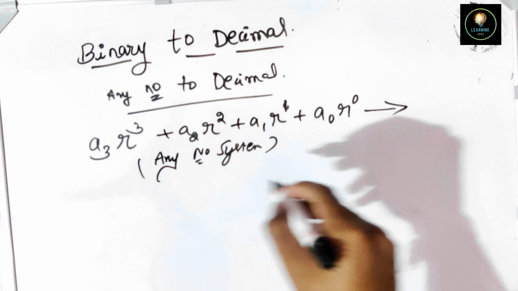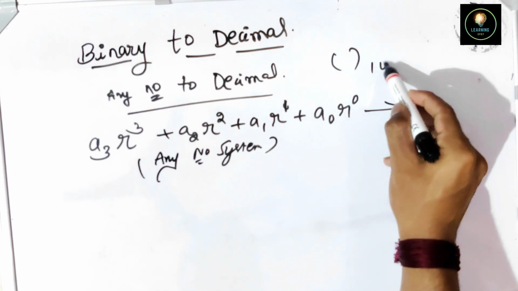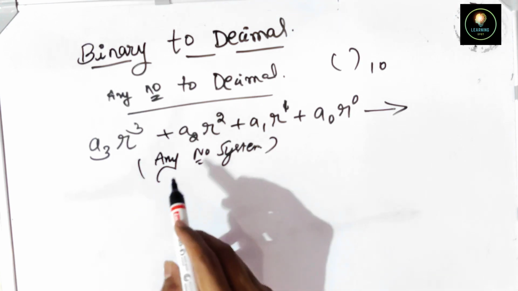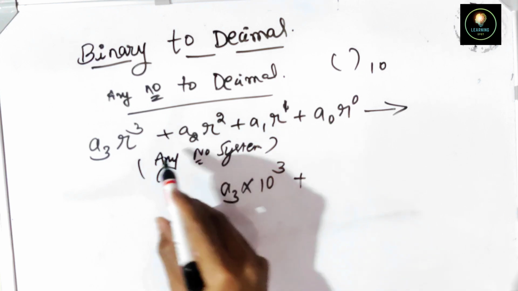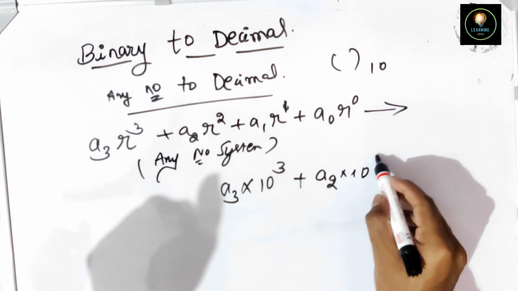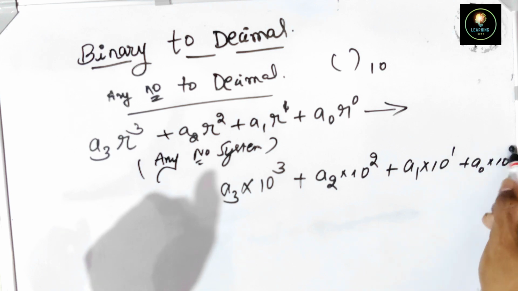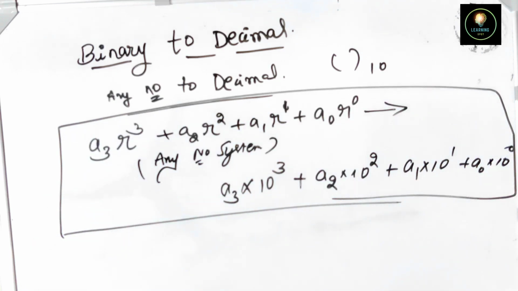When this should be converted into decimal, we know decimal is nothing but a number with base 10. So generally this can be represented as a3 into 10 cube plus a2 into 10 square plus a1 into 10 to the power of 1 plus a0 into 10 to the power of 0. So this is the general formula. I think most of you have not understood this formula, so I will explain it with an example.